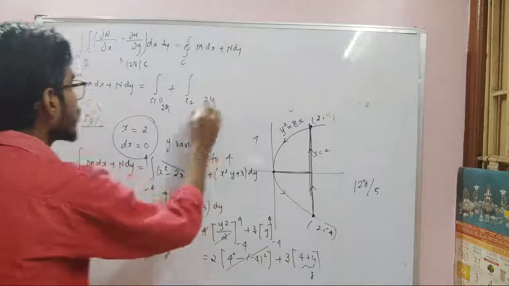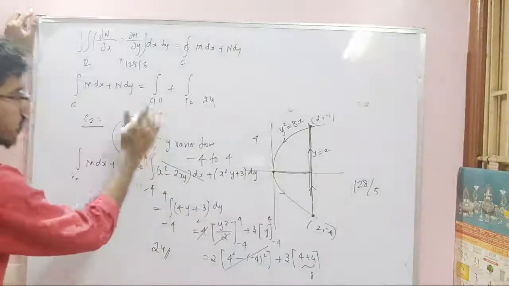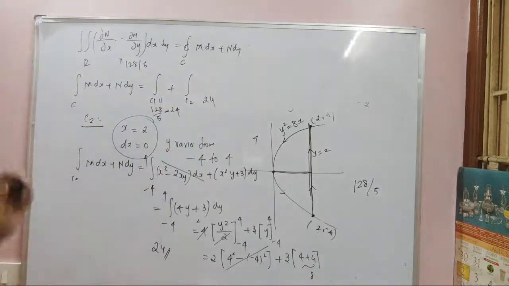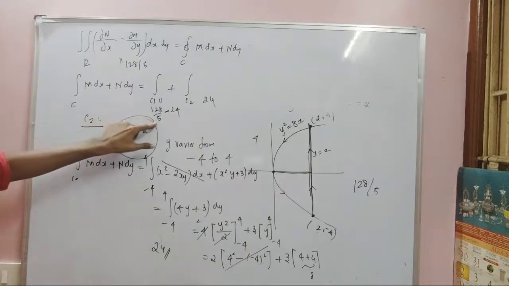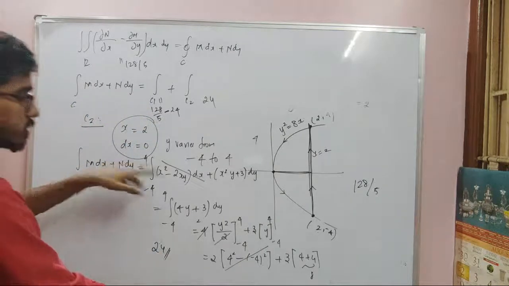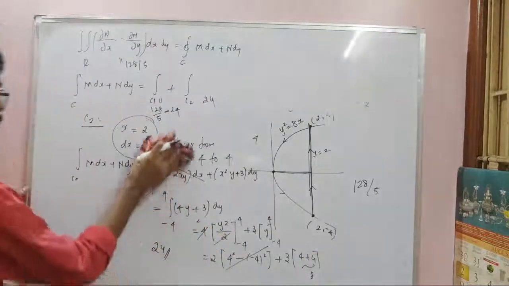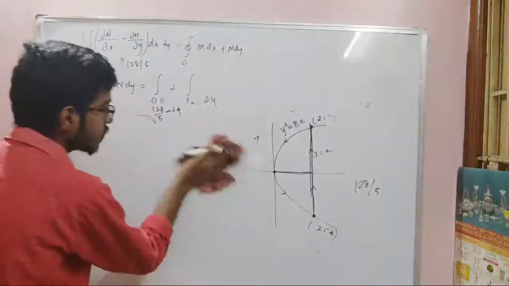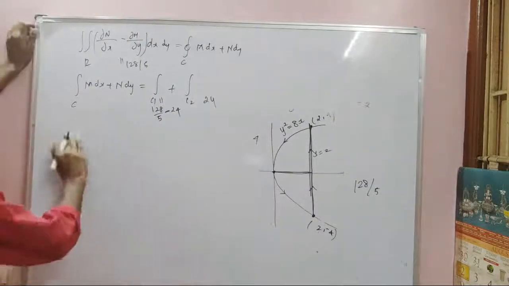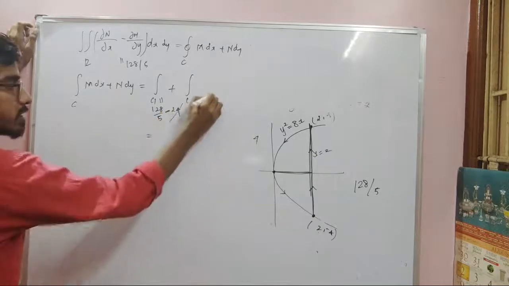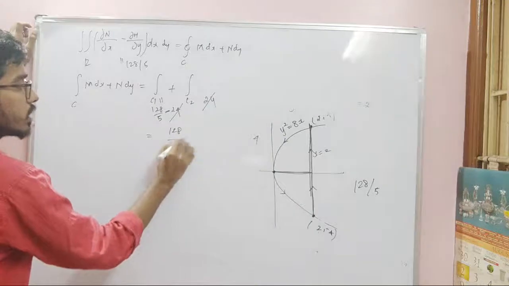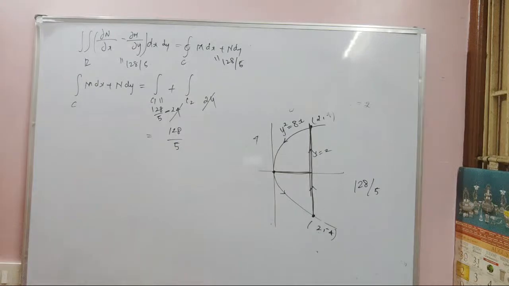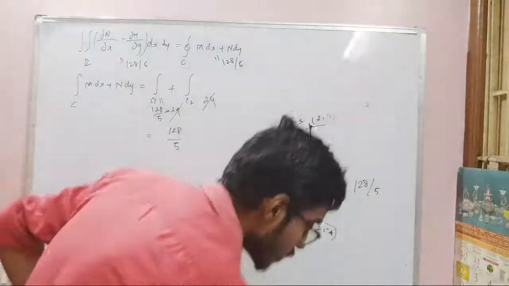Sorry, actually the answer for this is not 24. It is 128 by 5 minus 24. I have written the answer wrongly. For C1 you will get the answer as 128 by 5 minus 24, and for C2 we have shown that this answer is 24. Now we will find the integral over C. So kindly change this. Therefore this entire answer will be this plus 24, and minus 24 will get cancelled. So we have 128 by 5. So both are equal. Here also 128 by 5 and there also 128 by 5. Therefore Green's theorem is verified.